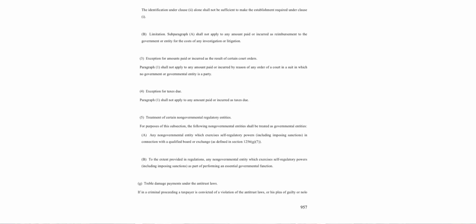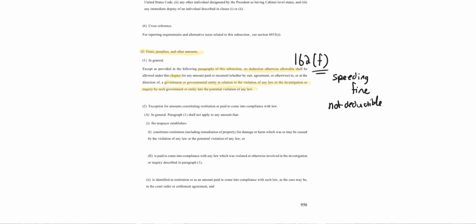So right there, because the paragraphs don't apply, that means no deduction shall be allowed. So under section 162(f), it's pretty clear Maria cannot take this speeding fine that she's paying to a governmental agency as a deduction. It's not deductible. Now, again, you normally look for an allowance provision and then disallowance, but this one is specifically telling us in the allowance provision of section 162, you can't take it, so you don't even need to go to the disallowance provisions. See how that works? All right, let's go on to the next question.